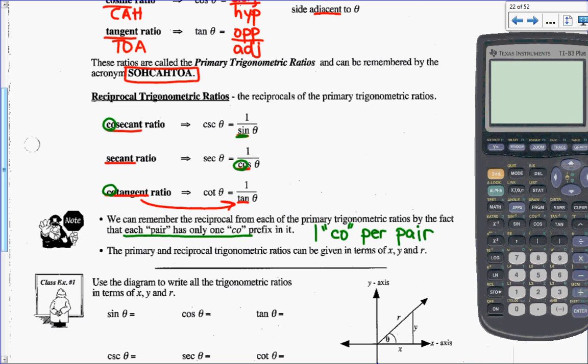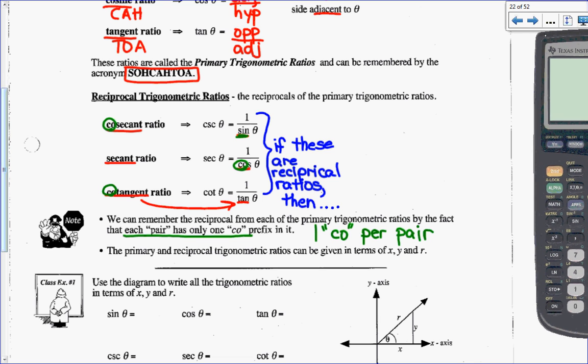Okay, so if these are the reciprocal ratios of sine, cosine, and tangent, let's make ourselves this note. If these are reciprocal ratios, and we're not going to write too far to the right because we're going to have something else we're going to write over here, so keep this note kind of in the middle here. If these are reciprocal ratios, then dot, dot, dot. Let's see if we can fill them in terms of opposite over adjacent.